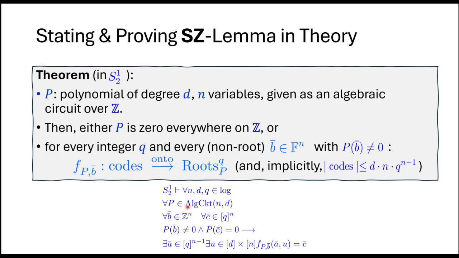This means that P is an algebraic circuit with n variables and a syntactic individual degree D. Now this log is a symbol in bounded arithmetic that says that these are more or less small numbers. It's a length of some number, and it is provable in the theory that this is a length of some number, because not all numbers are necessarily provable to be the length of something.